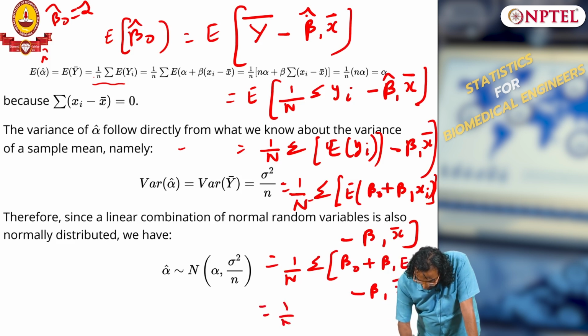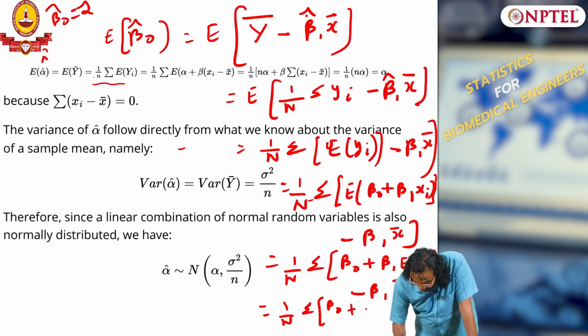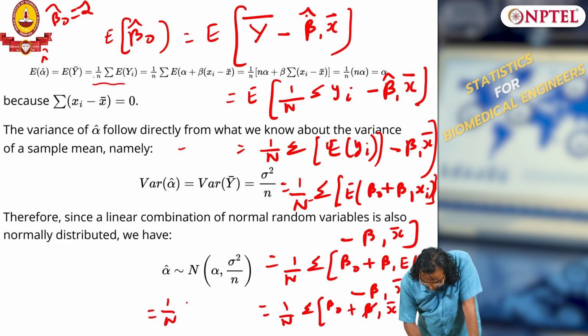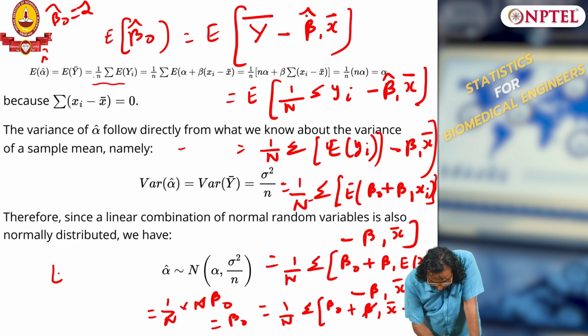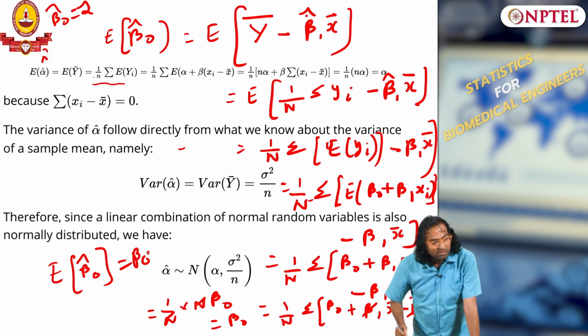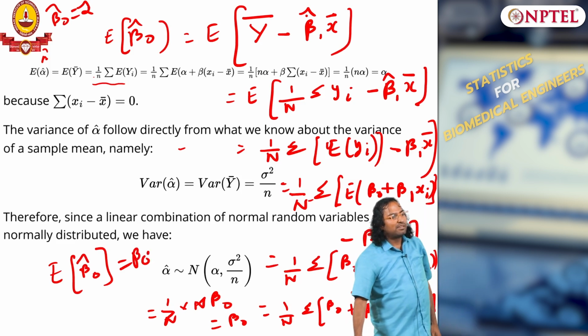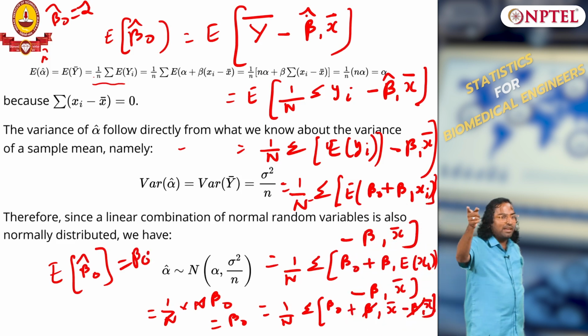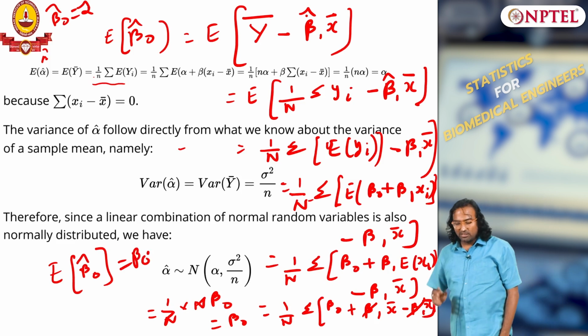Now what is this? 1 over n summation beta naught, plus what is expectation of xi, x bar, beta 1 x bar, so this term gets cancelled. So this is nothing but 1 over n times n beta naught, which equals beta naught. So expectation of beta naught hat equals beta naught. The average value of the estimate tends to the truth, that is what this derivation is.